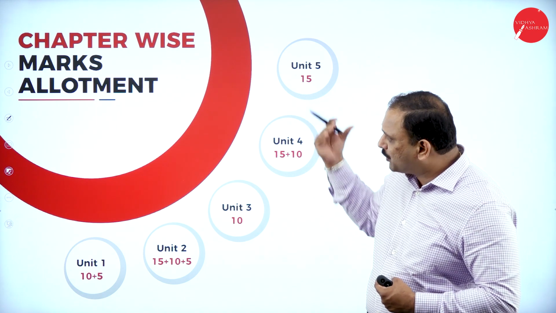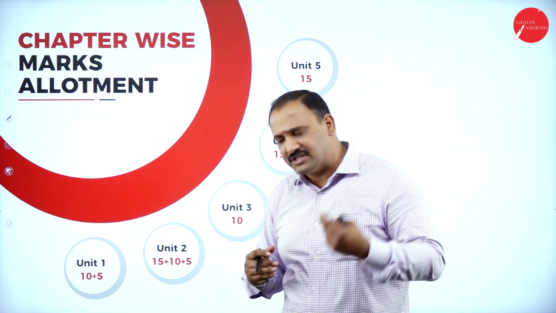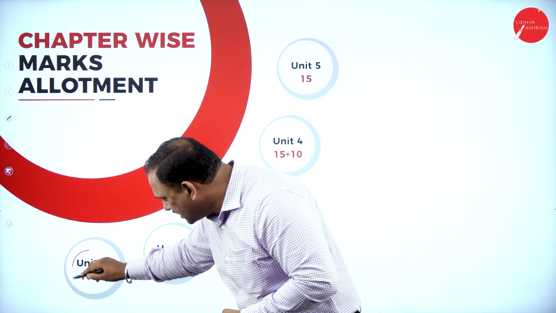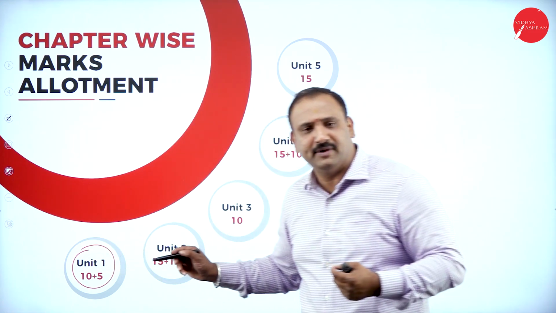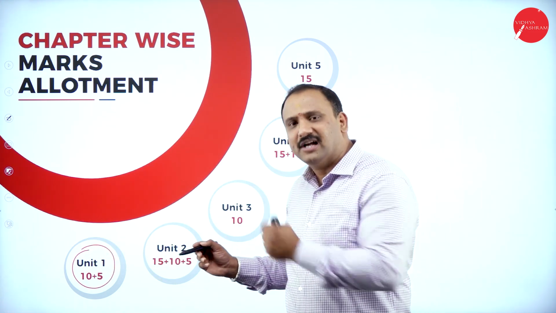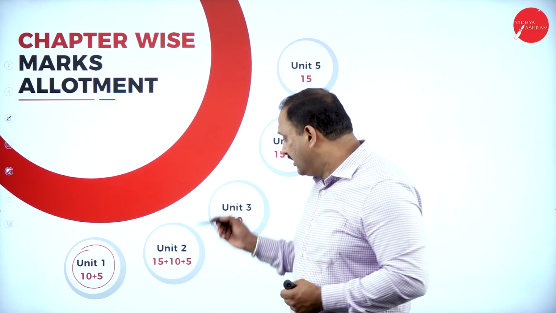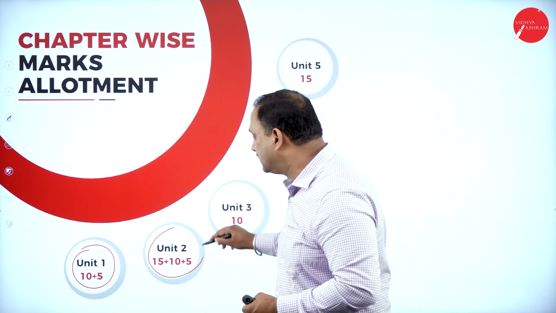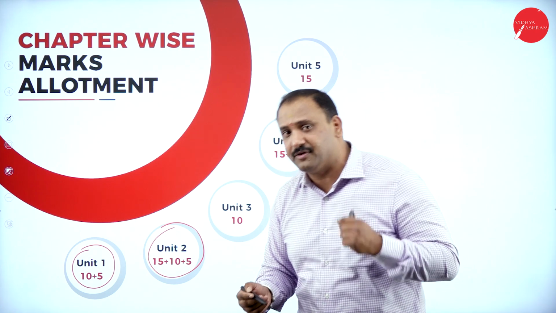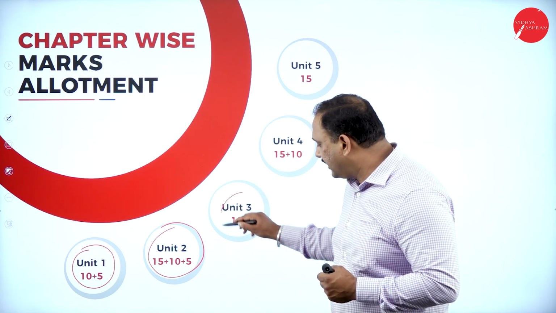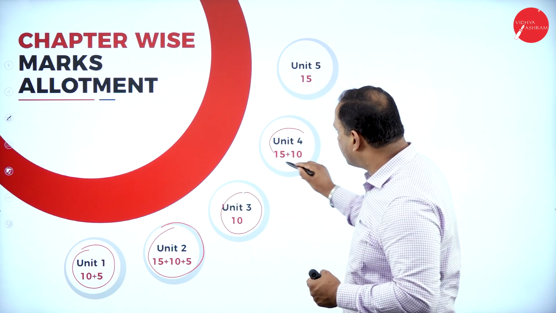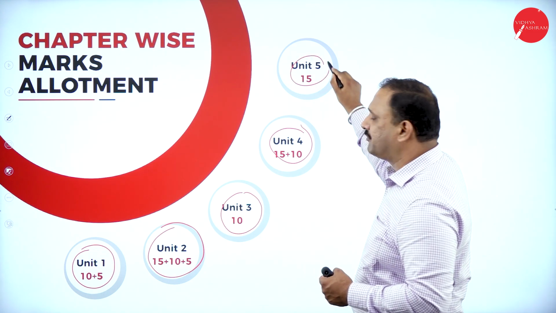Followed by the chapter-wise allotments of marks. So we start with Unit 1, which is 15 marks. As I have always seen, from Unit 1 you get 15 marks coming in. From the second unit, you have about 30 marks coming in because there are a lot of important questions there. Unit 3 is for 10 marks, Unit 4 is for 25 marks, and Unit 5 is for 15 marks.